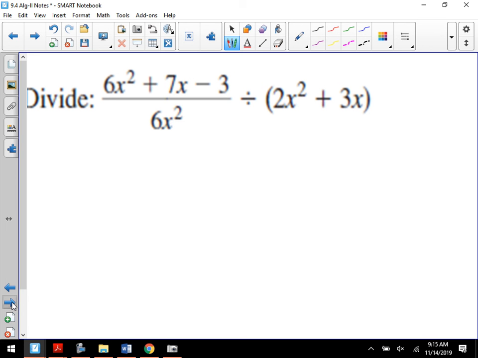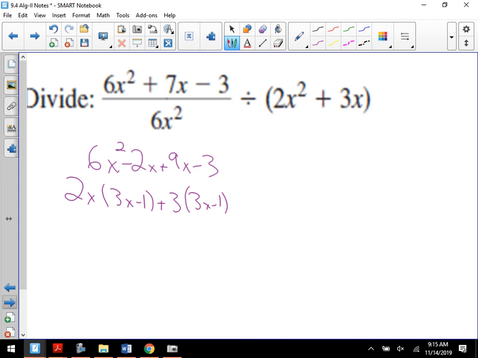Does it change if you have leading term coefficient that's not equal to 1? No, you still got to factor it. So what times what is negative 18? You add together to get positive 7. 9 and negative 2. So you have to factor that one via grouping. So you have 6x squared minus 2x plus 9x minus 3, which will give you 2x, 3x minus 1. So your numerator will become 2x plus 3, 3x minus 1, 6x squared.